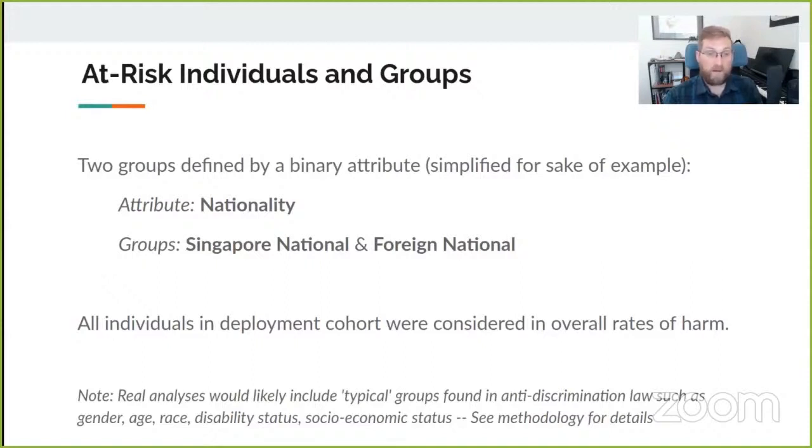Next, part A of the assessment asks us to identify the key individuals and groups at risk of these harms and benefits. For simplicity in this case study, we defined only a single binary category to analyze, which was the nationality of customers. This was either they were a Singapore national or a foreign national. I want to emphasize that this is just for illustrative purposes. In a real system, the methodology strongly recommends analyzing a much wider set of groups, especially those for whom there exists evidence of historical or ongoing disadvantage, and drawing from groups found in anti-discrimination law would be a very good start there.